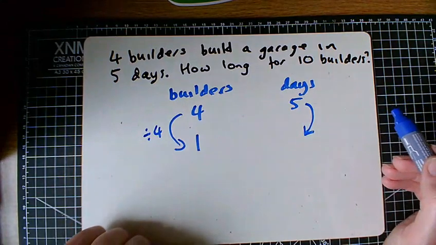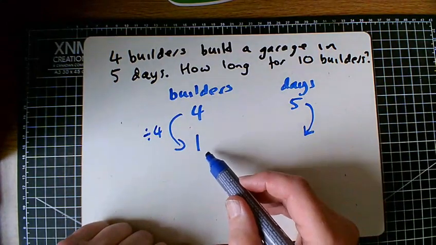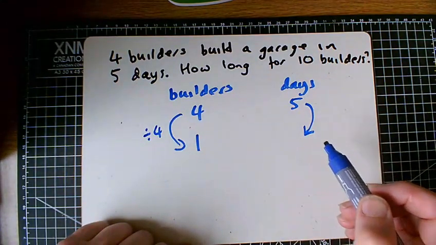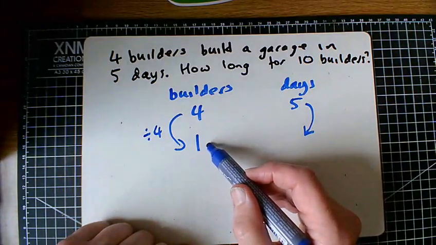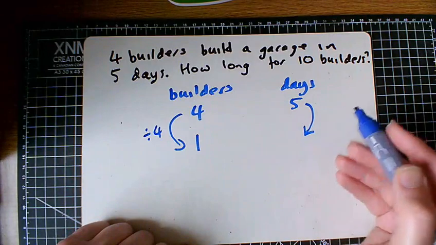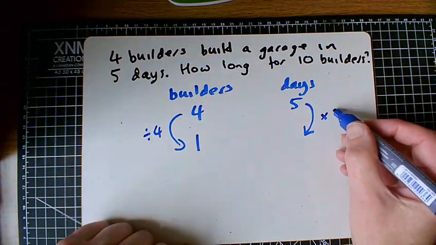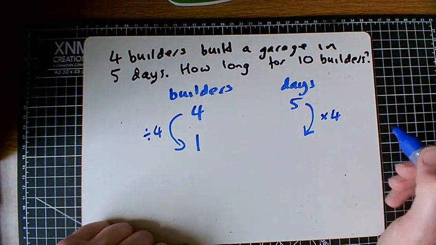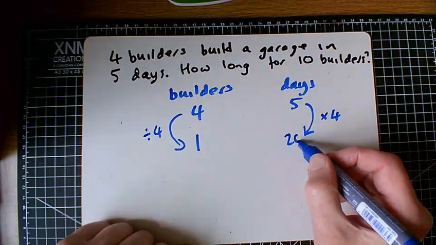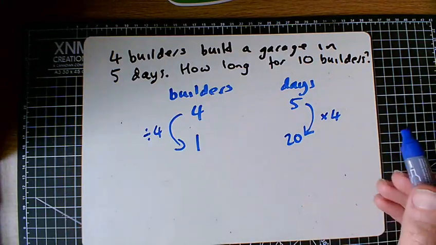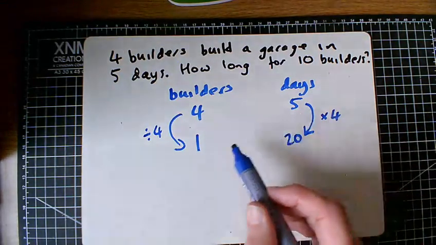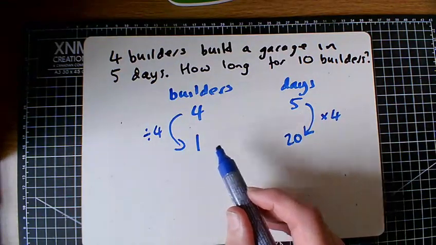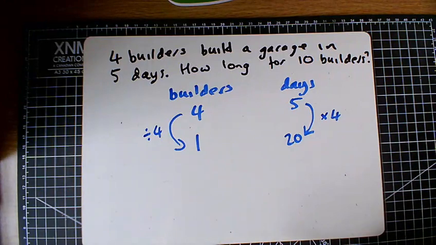Remember I said, if the number of builders decreases, the number of days will increase. So if I'm reducing the number of builders, I'm increasing the number of days. So I've actually got to multiply the number of days by 4. So that would take 20 days. So think about this logically. 4 builders take 5 days. 1 builder is going to take a lot longer, 20 days.